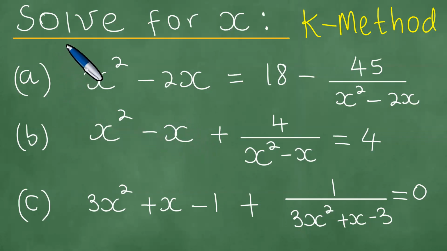Right, we are given these three questions to do, A, B, and C, and we're supposed to solve for x using the K method. In A, we have x squared minus 2x equals 18 minus 45 over x squared minus 2x. In B, we have x squared minus x plus 4 over x squared minus x equals 4. In C, we have 3x squared plus x minus 1 plus 1 over 3x squared plus x minus 3 equals 0. And now, to proceed and solve these, we proceed as follows.